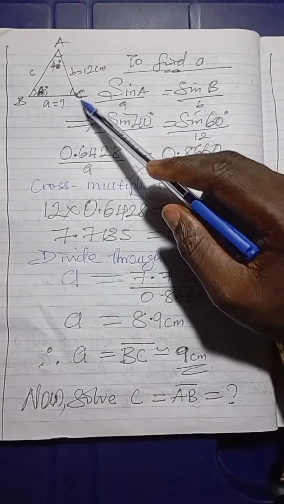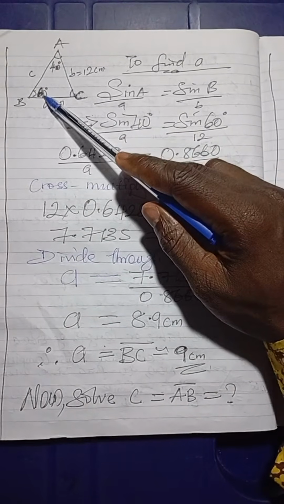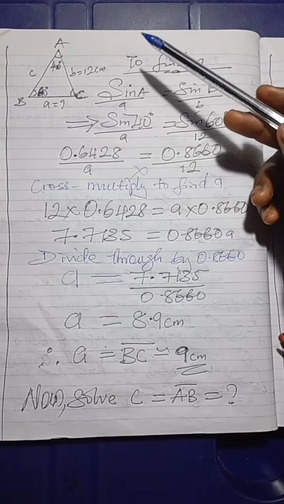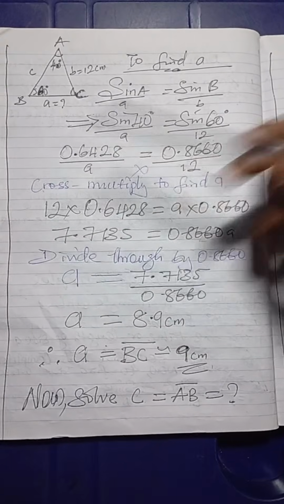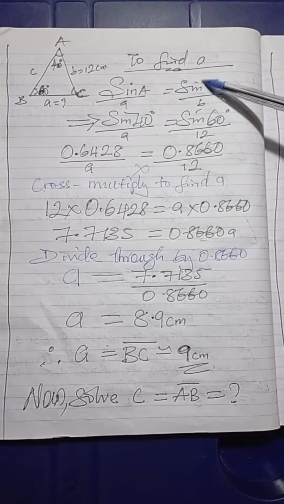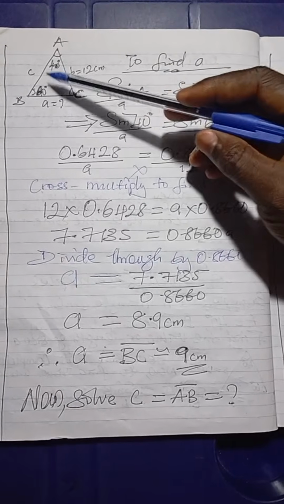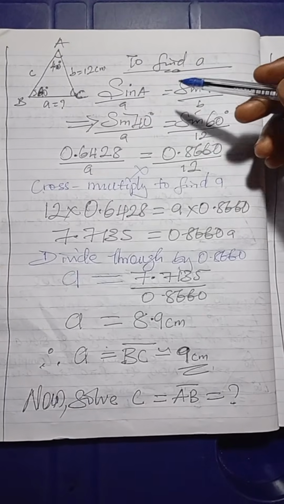We are required to find BC, which is A. We have been given 40, we have been given 60 degrees. This is simple. Just apply the sine rule that we have just proved. Okay? So sine A is equal to sine B. Why are we using sine A and sine B? Remember, if we're making reference to C, it is sine A with respect to B.